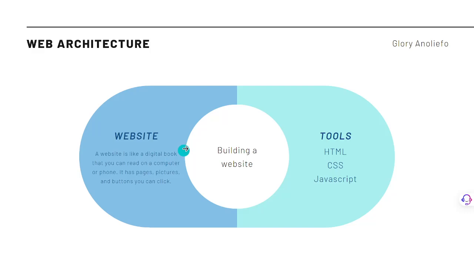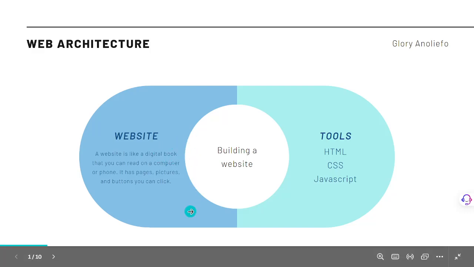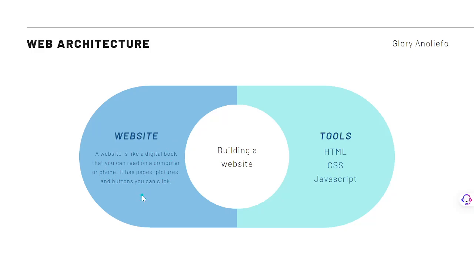A website is like a digital book that you can read on a computer or phone. It has pages, pictures, and buttons that you can click. Let me show you a very good example of what a website is.